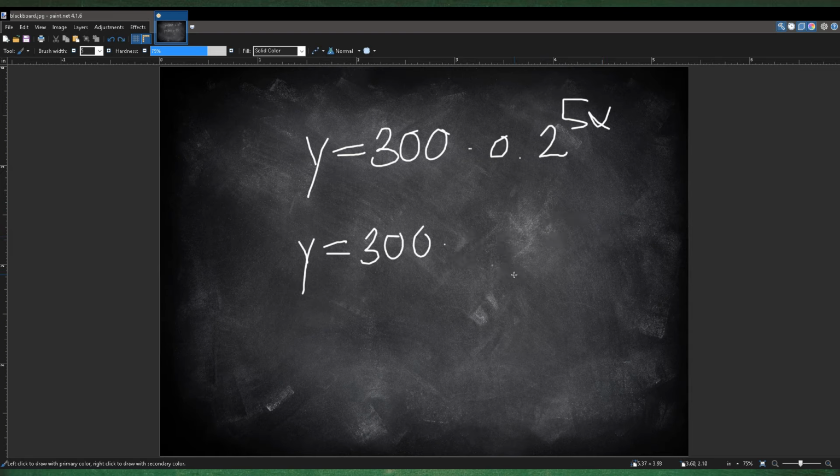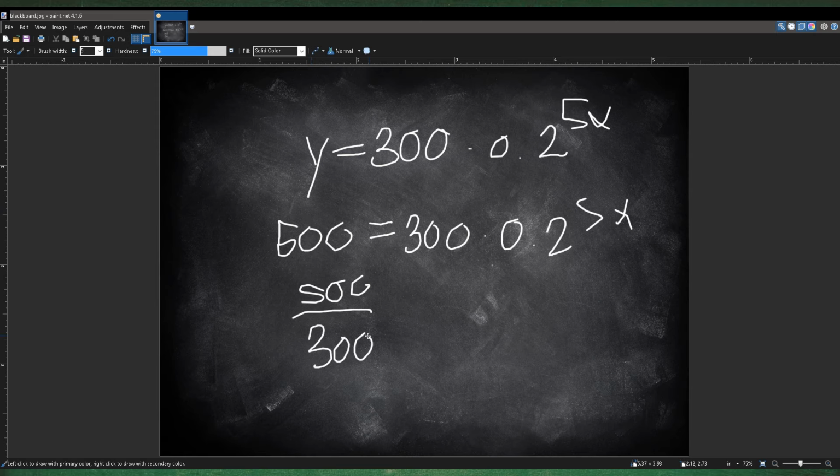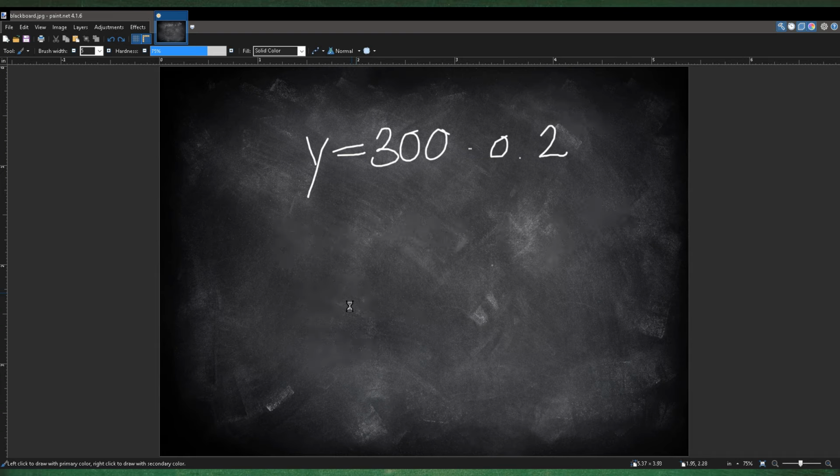Or it's gonna ask you how long would it take before it reaches 500? So it's 500 is equal to 300 times 0.2 to the power of 5x. And you just divide, and then you get 0.2 to the power of 5x, and you solve for x, basically. We're going to use logarithms for this one too, later on in the next video.